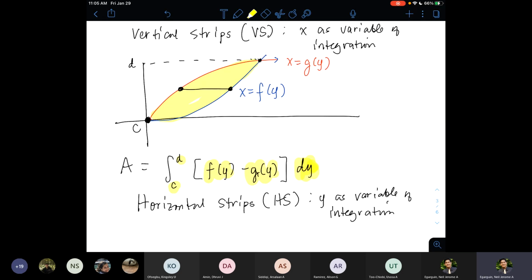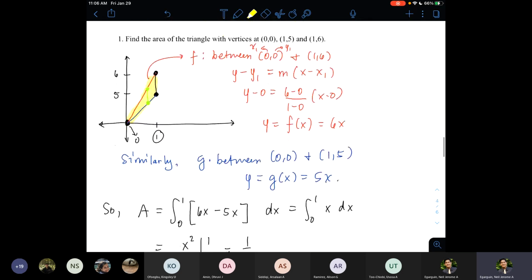Okay. Now I guess we finished one example last time, which is finding the area of an obscure looking triangle on the Cartesian plane.